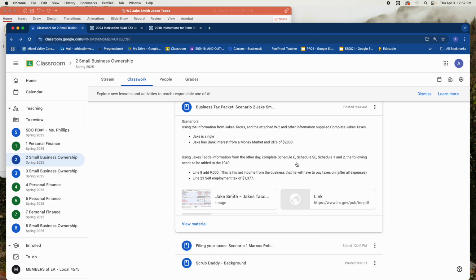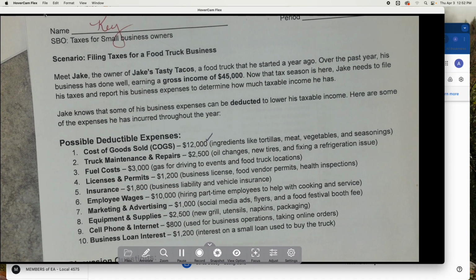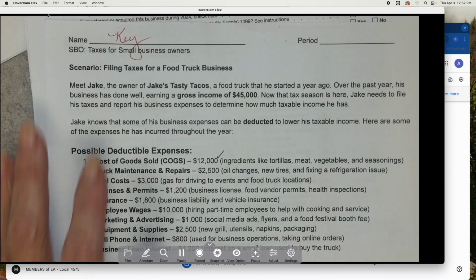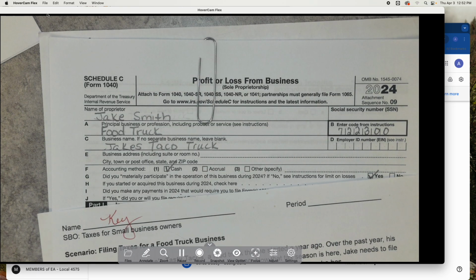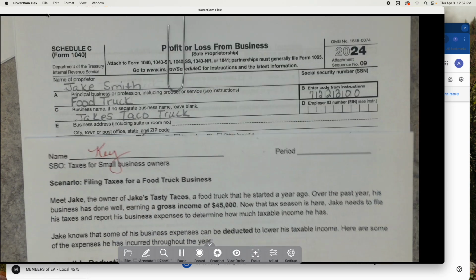We're going to start there. So the first thing I need to do is to pull up a Schedule C. So we are going to take a look at what a Schedule C looks like. So up here is my Schedule C. So this is called a profit or loss from a business.